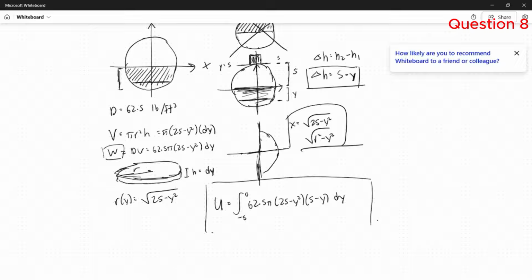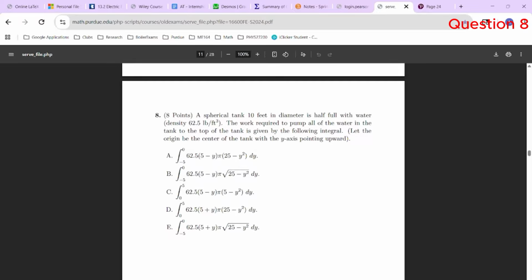Is there any solution that matches this? There should be. The solution that matches this is solution A.